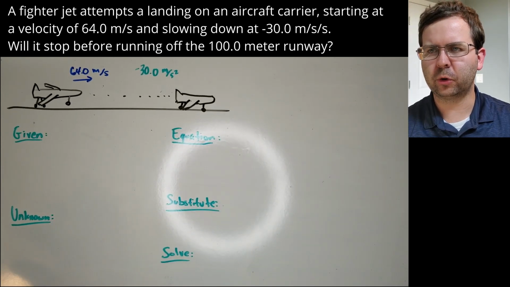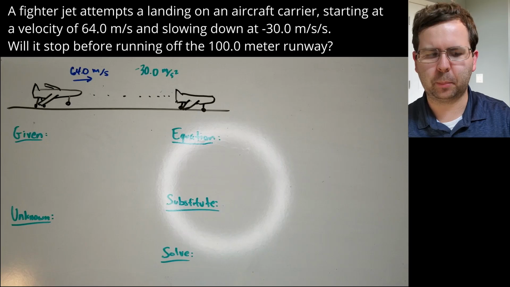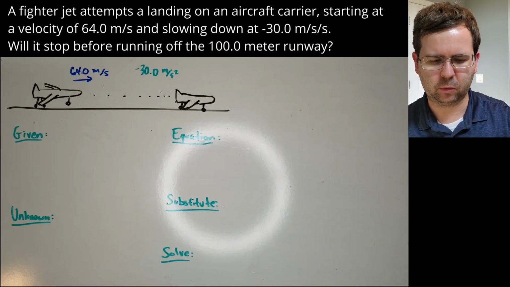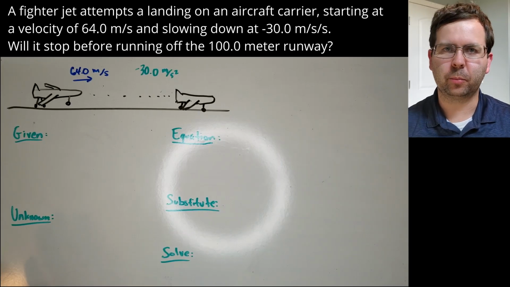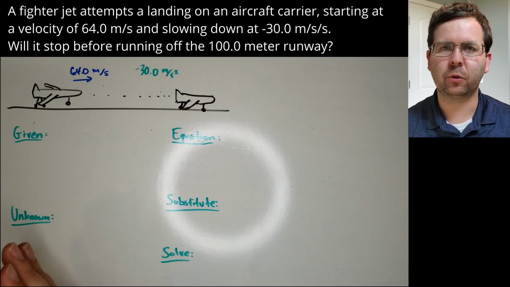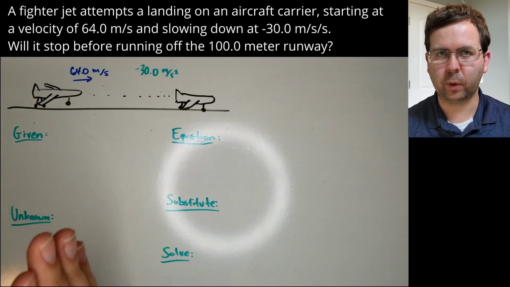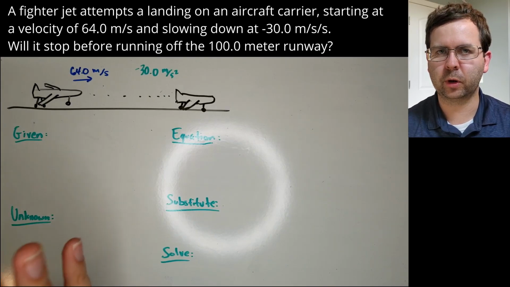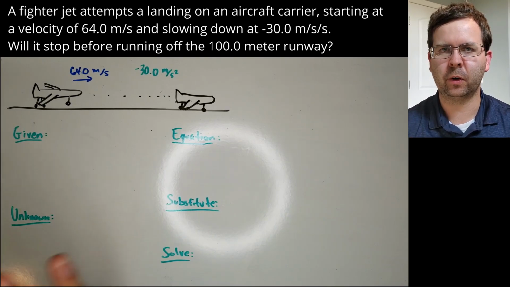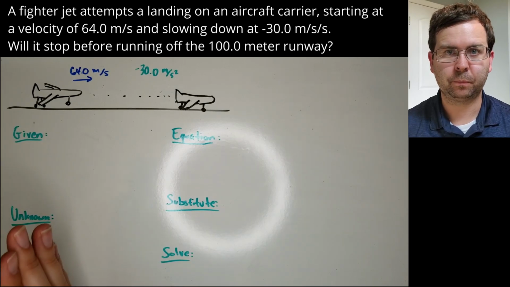We're also asked the question, will it stop before running off the 100-meter runway? We don't know if the plane has gone 100 meters or not, so we're not given the displacement of the plane. We're given the total length of the runway, but that has nothing to do with the plane. So we're going to ignore that piece of information for now. The 100 meters is not relevant to the actual motion of the plane.